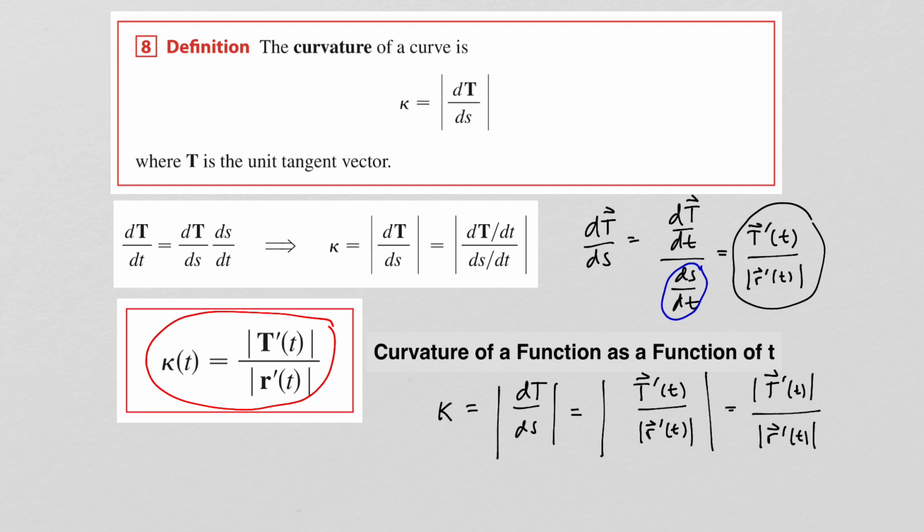And the reason is because this formula here is extremely tedious. You would first have to find the arc length parameterization, and then you would have to use this formula. It's much easier to go straight to the curvature, and to get that, all you need to know is the vector r itself. Let's take a look at an example.